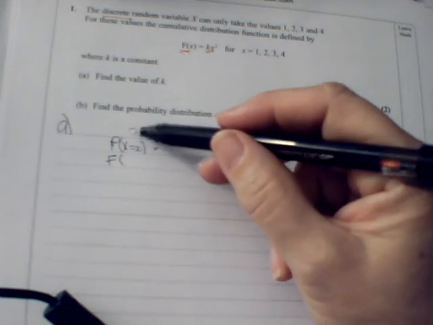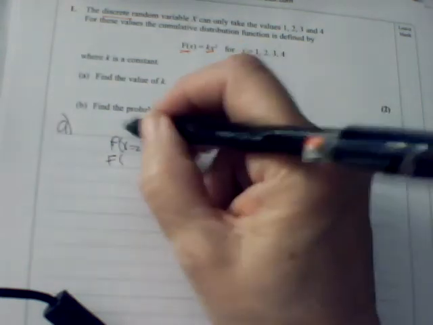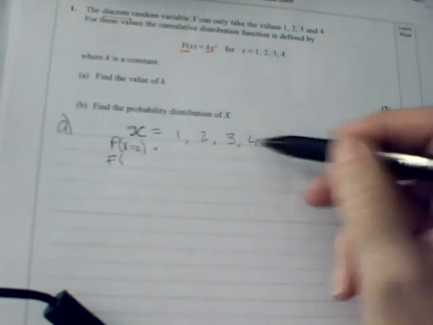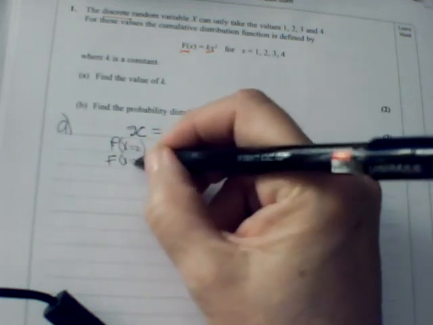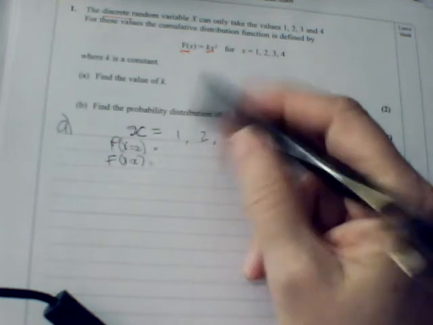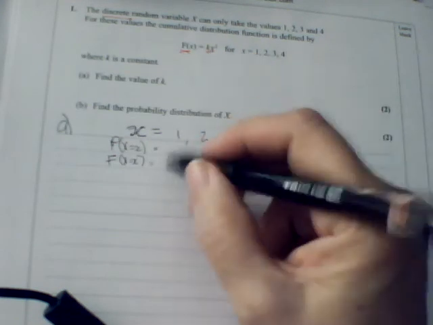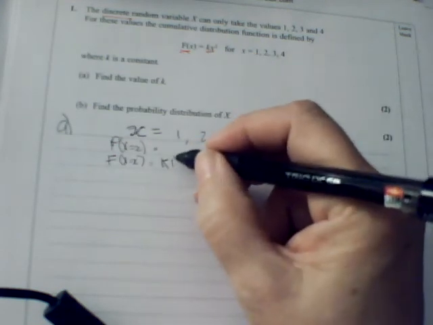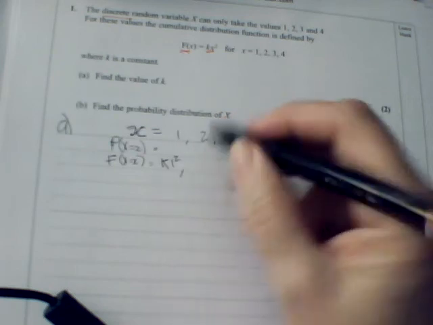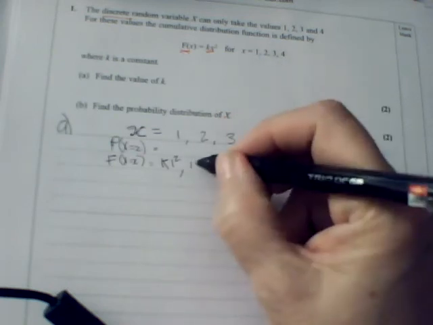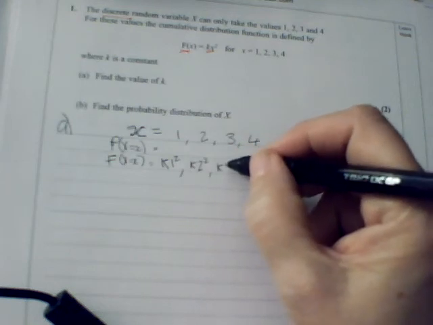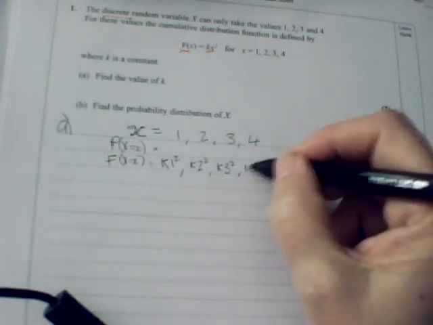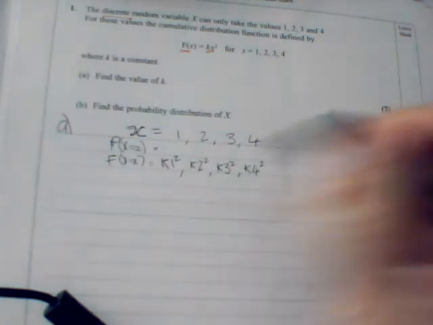For part a, it says find the value of k. So we start off by listing the possible values that x could be, and that's 1, 2, 3, and 4. We can't do the probability yet, but we can do the function of this. The first one is k times 1 squared, because that's what x is. The second one is k times 2 squared, the third is k times 3 squared, and finally k times 4 squared. Okay, so now this is a lot easier.